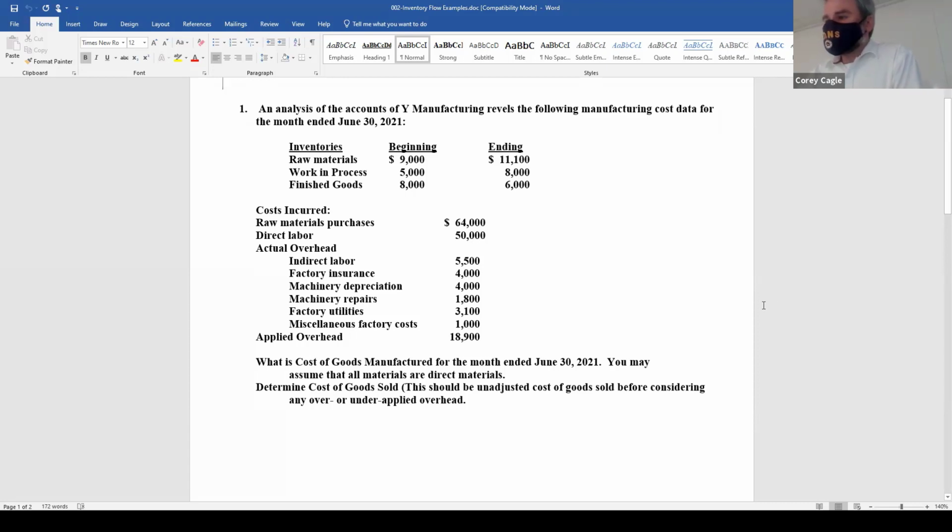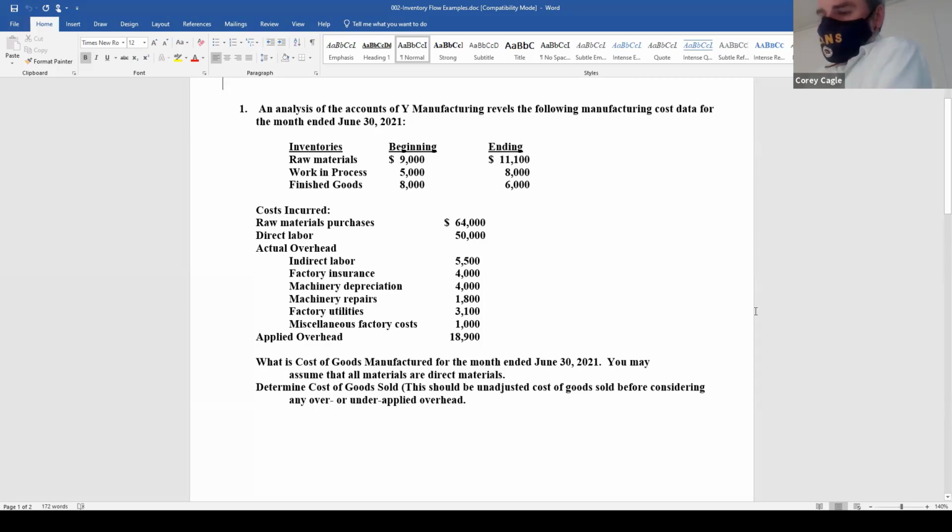All right, so very typical type problem. They'll give us beginning and ending inventories for each of the three inventory categories. And then they'll tell us a whole bunch of other stuff. And they'll usually ask us cost of goods manufactured and/or cost of goods sold. Same thing every time though.